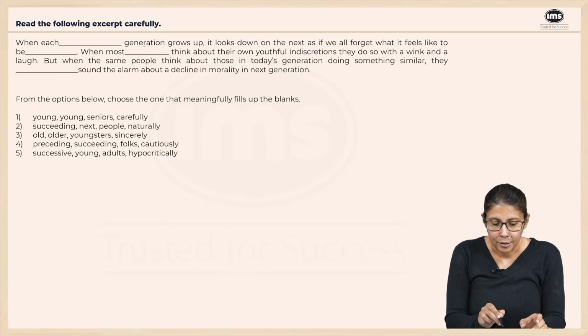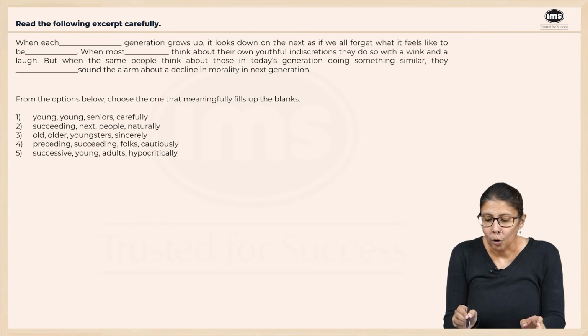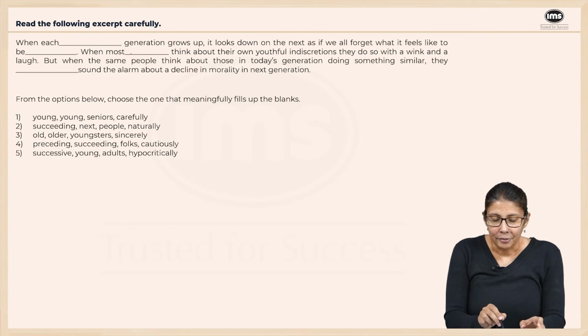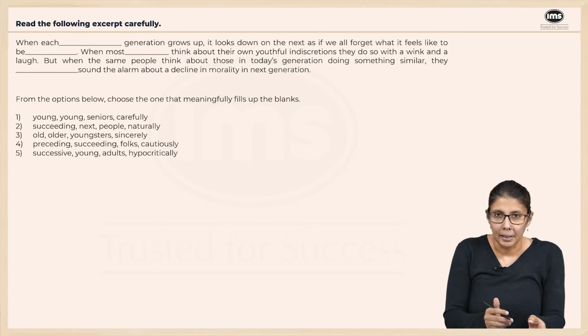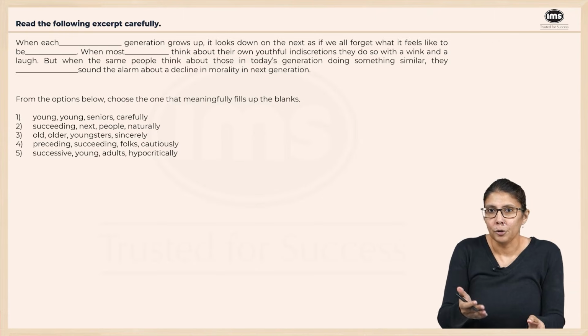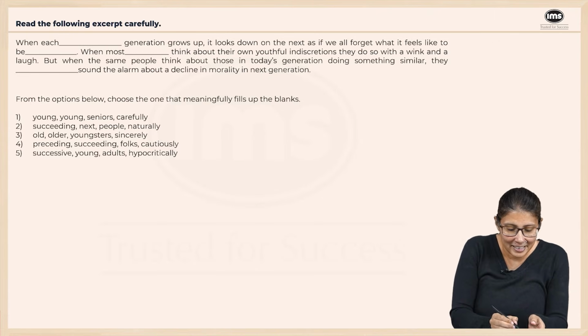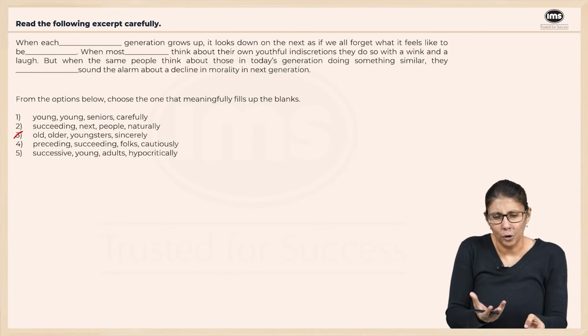Let's look at the first blank. When each blank generation grows up, it looks down on the next as if we all forget what it feels like to be. Now, for the first blank, it's a little weird for us to say when each old generation grows up, because if you're old, then you don't have to grow up. So, as far as I can see, it definitely cannot be the third option. The rest of it could be.